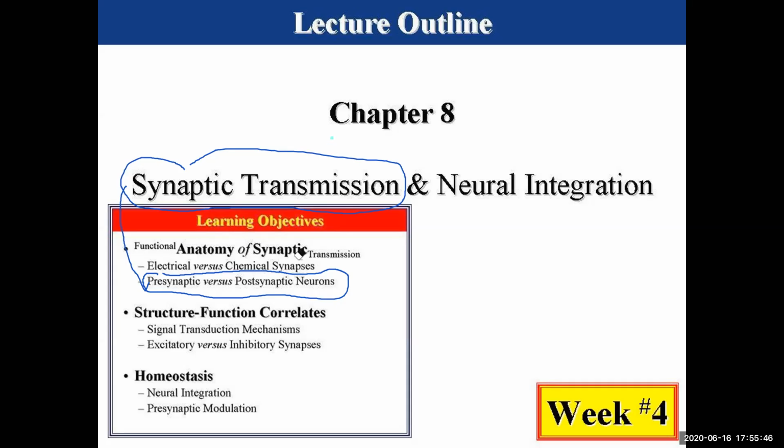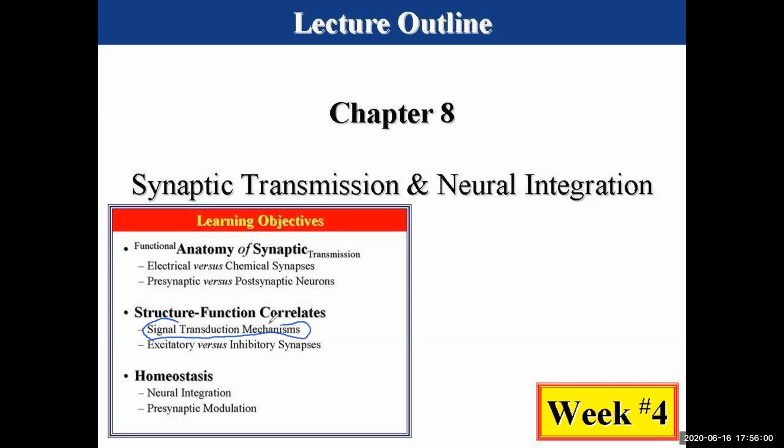And then once the chemical messenger binds to the receptor, what happens? So we're going to go over structure function correlates. I'm going to go over the signal transduction mechanism. What happens once the chemical messenger binds to its receptor?